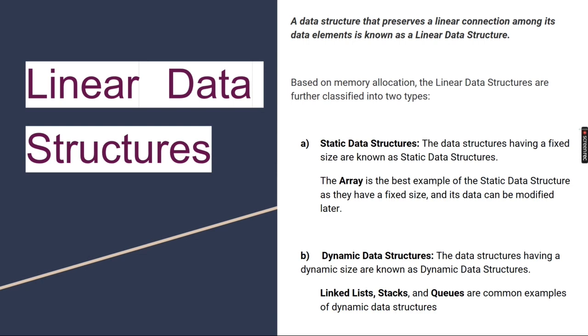Second is dynamic data structures. The data structures having a dynamic size are known as dynamic data structures. The memory of these data structures is allocated at runtime, and the size varies during the runtime of the code. Moreover, the user can change the size as well as the data elements stored in these data structures at the runtime of the code. Linked lists, stacks and queues are the most common examples of dynamic data structures.